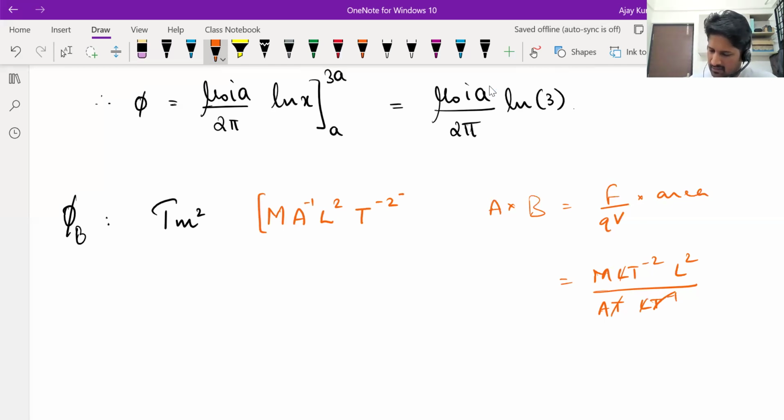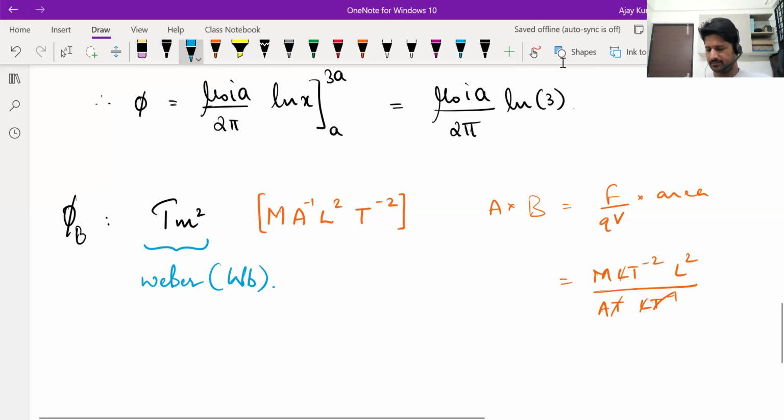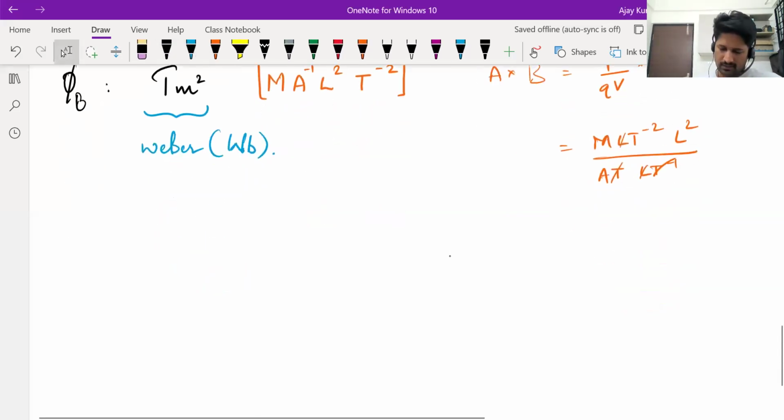Just try to recollect any convenient formula which can easily help you derive the dimensions of that unknown term. Not just in this problem, in any problem. Tesla meter square is called Weber, named after a scientist. So the SI unit of magnetic flux is Weber, which is the same as Tesla meter square. Right. Now solve one other question.